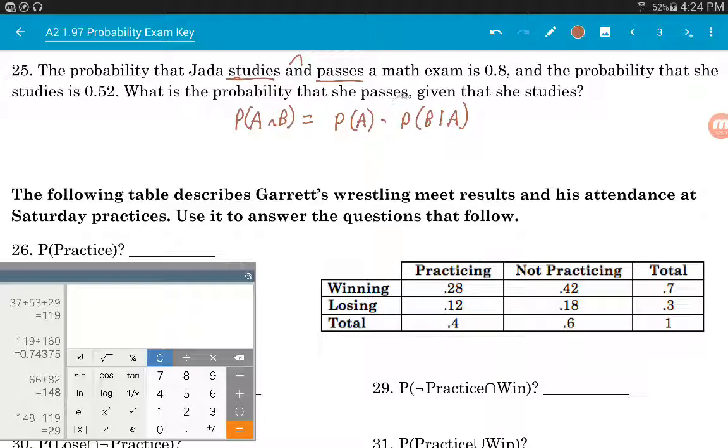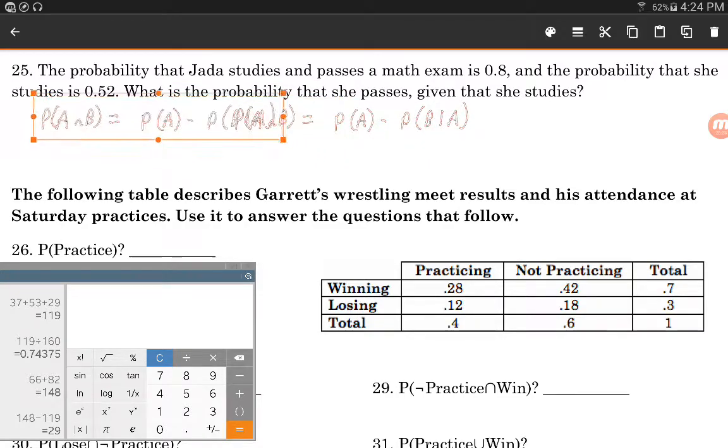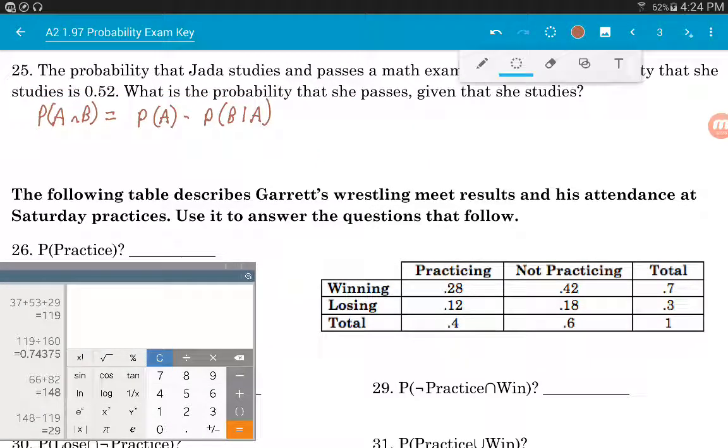But let's see. What is the probability that she passes given that she studies? So it seems like we are talking about a B given A scenario. So I'm going to move this formula over, cut off a little bit of what I've been writing here, just so I can clean it up, make it look a little nicer. So let's take this formula. Formula's going here. So the problem is, we're talking about passing and studying, and I don't know which one to make A and which one to make B. So let me put it this way. B given A. So passes given studies. So it looks like passing is going to be B and studying is going to be A.